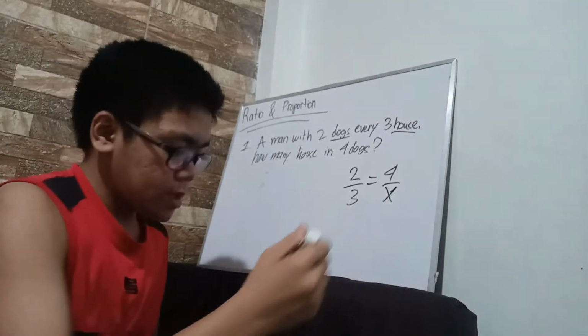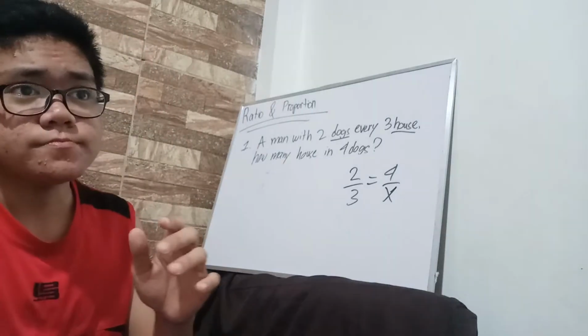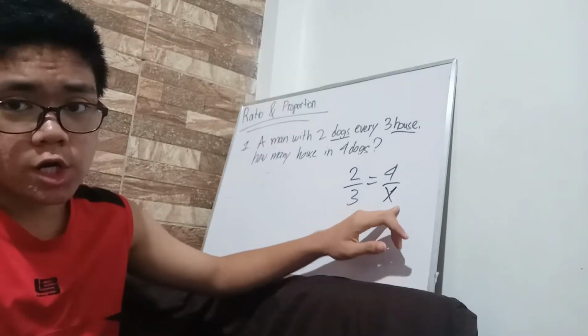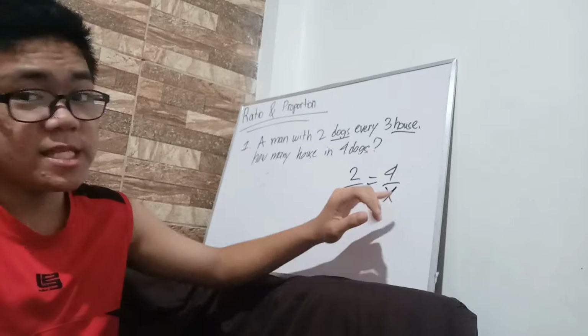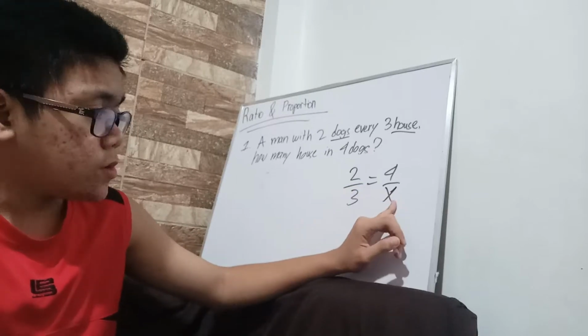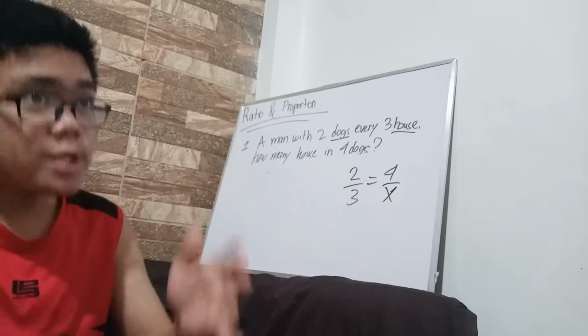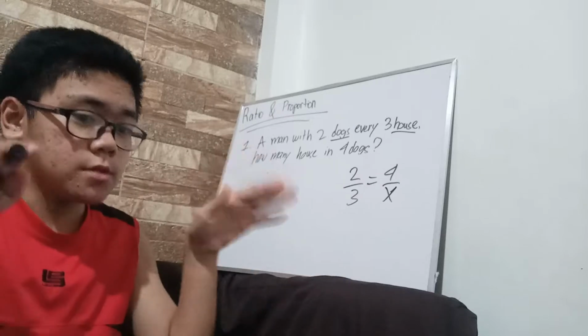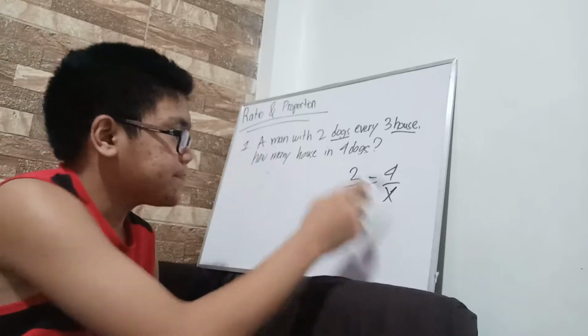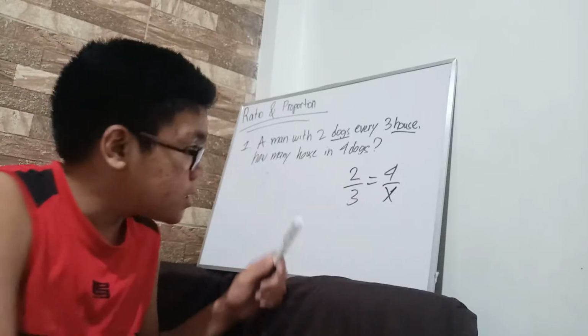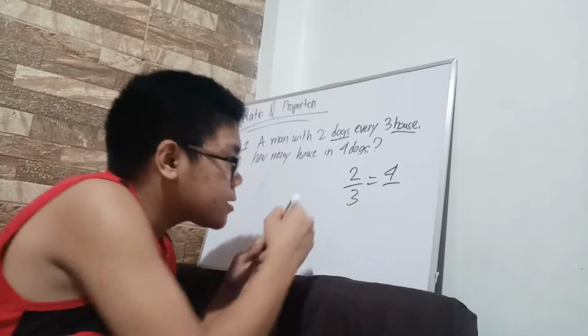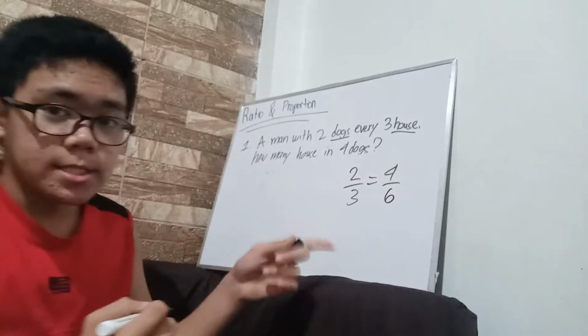So when you're finding an x that is in the denominator, you will always use the butterfly method. So yeah, that's the answer.